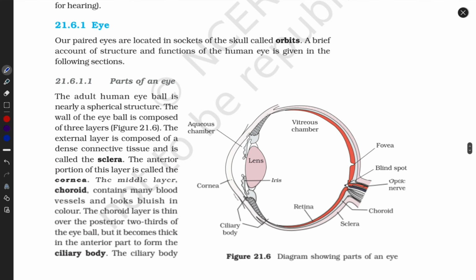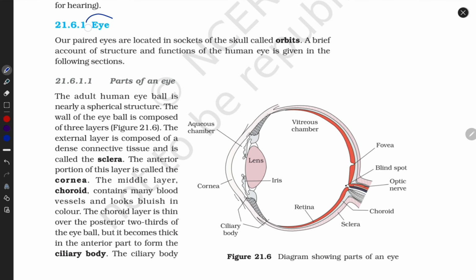Okay, now it's time for the eye. What is the use of the eye? For vision. Okay, the eye, one pair of eyes, where is it located? It is located in the socket of the skull, the orbit.